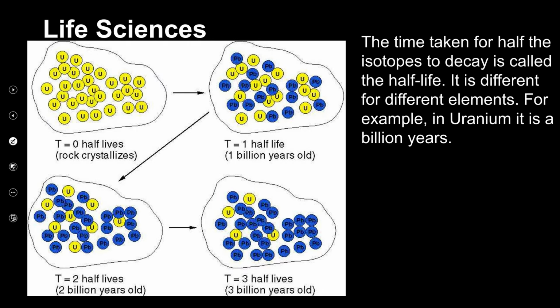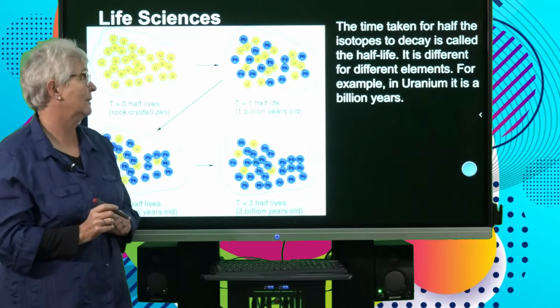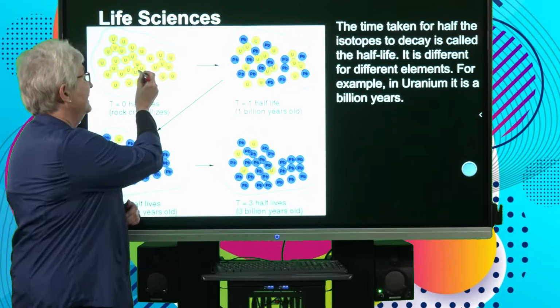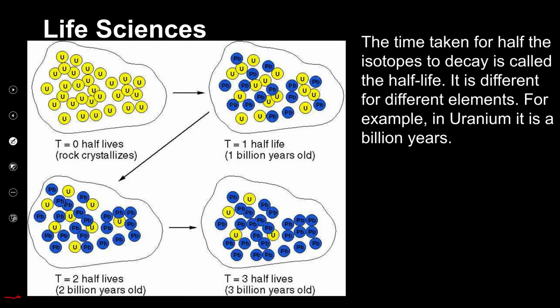For example, this picture shows uranium, and uranium is one of the common elements that is used to do this radiometric dating. Uranium breaks down to lead. And for half of the uranium atoms to break down, it takes 1 billion years. So the half-life of uranium is 1 billion years.